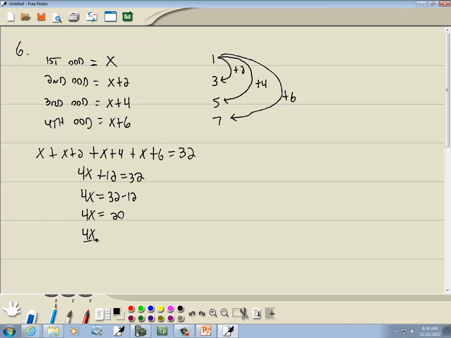Last step, divide both sides by the number in front of your x. So we're going to divide both sides by 4. Those 4's cancel. And we get x is equal to 5. So this first one is actually 5, which means these consecutive odd integers are 5, 7, 9, and 11. And those would be our answers.